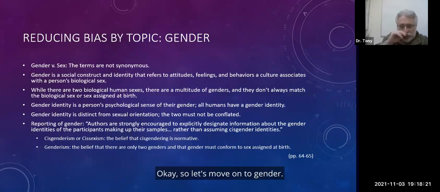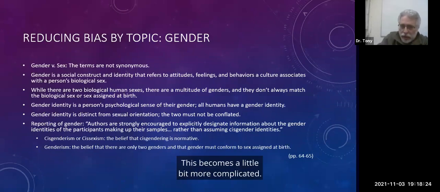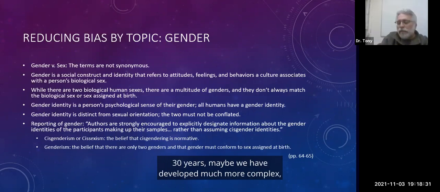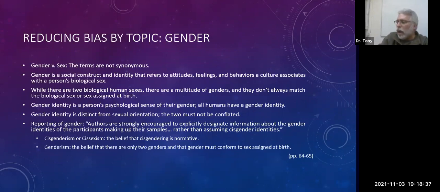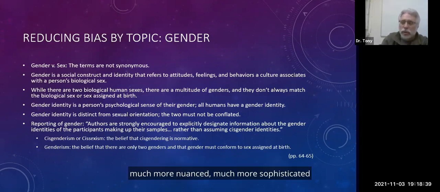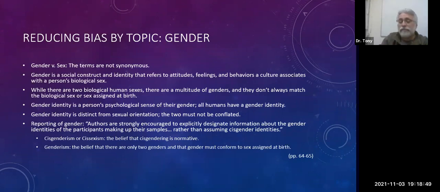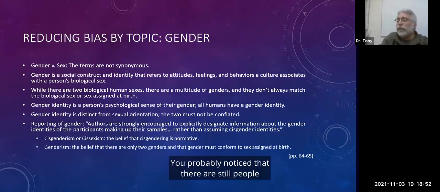Okay, so let's move on to gender. This becomes a little bit more complicated. And the reason for this is because in the past 20 years, 30 years maybe, we have developed much more complex, much more nuanced, much more sophisticated understandings of gender. So for example, gender and sex are not the same thing. You probably notice that there are still people out there who talk about them as if they are, which is of course why it's problematic, right?